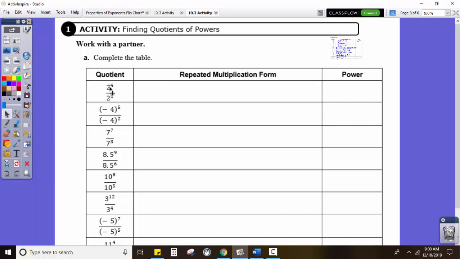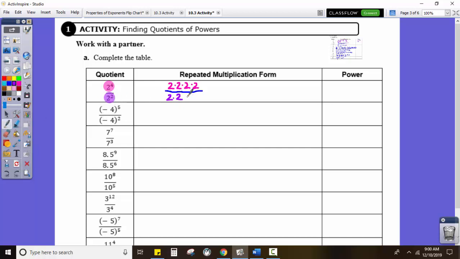So we have the quotient of 2 to the 4th divided by 2 to the 2nd. Remember, the numerator, we're going to write that out with repeated multiplication, in expanded form. We write the numerator first. 2 to the 4th would be 2 multiplied by itself 4 times, so 2 times 2 times 2 times 2. Then for the denominator, I have 2 to the 2nd, so I'm dividing that by 2 times 2. That's 2 to the 2nd.